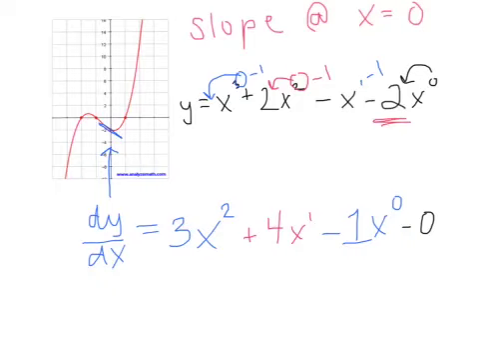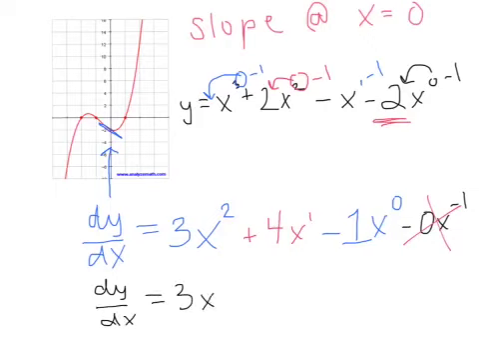And then you subtract 1. So that's x to the negative 1. Well, 0 times anything is just 0, so we can just cancel out this whole term. So there is some simplifying we can do. I mean, you can see x to the 0. So what we have is dy dx equals 3x squared plus 4x minus 1. So that is our general equation for the derivative.